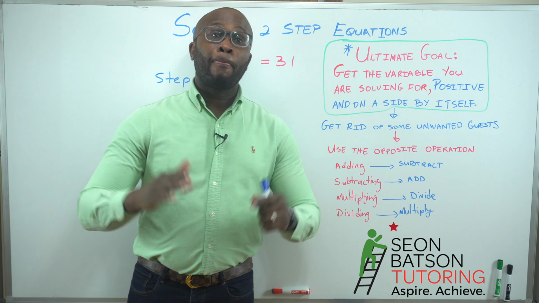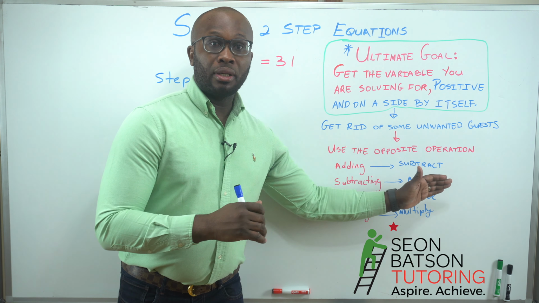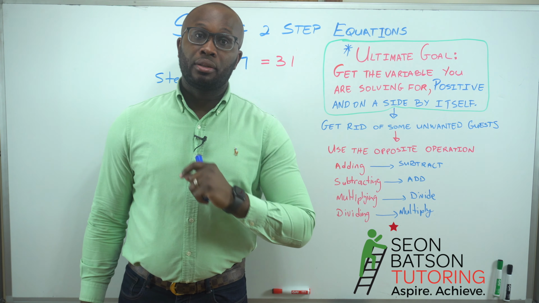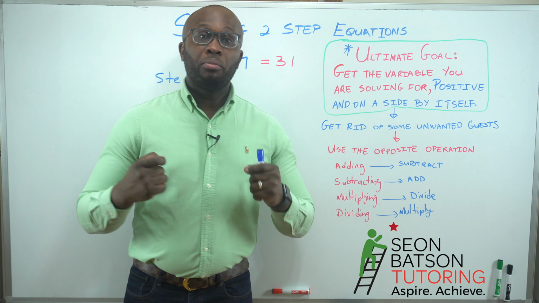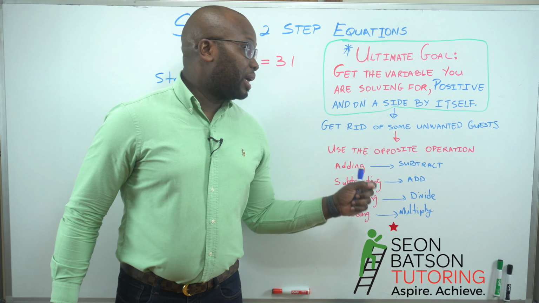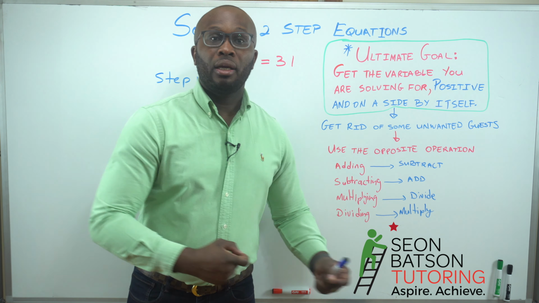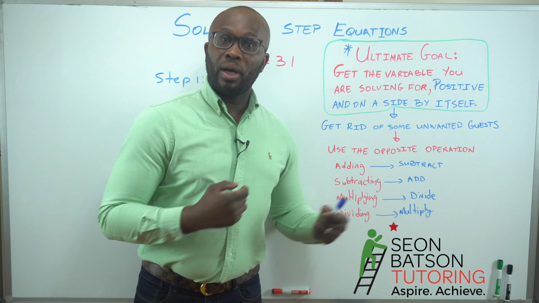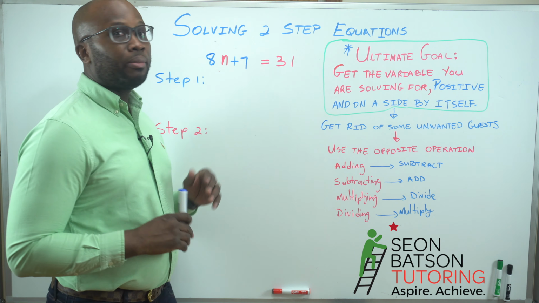Now, very important, whatever the opposite operation is, we must do the opposite operation on both sides of the equation. Let me repeat that. Whatever the opposite operation is, we must do the opposite operation on both sides of the equation. If we add on the left side, we must add on the right side. If we multiply on the left side, we must multiply on the right side as well. So far, so good?